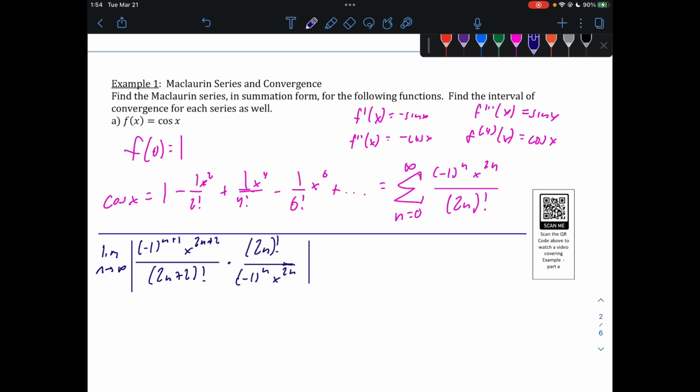All right, so then we just need to do some algebraic manipulation here. Let's start with the negative 1s. Negative 1 to the n plus 1 is negative 1 to the n times negative 1 to the 1, which is just negative 1. So we have negative 1. And then x to the 2n times x squared over x to the 2n is just x squared. All over, 2n factorial divided by 2n plus 2 factorial is going to be 2n plus 2 times 2n plus 1. Everything else is going to cancel out.